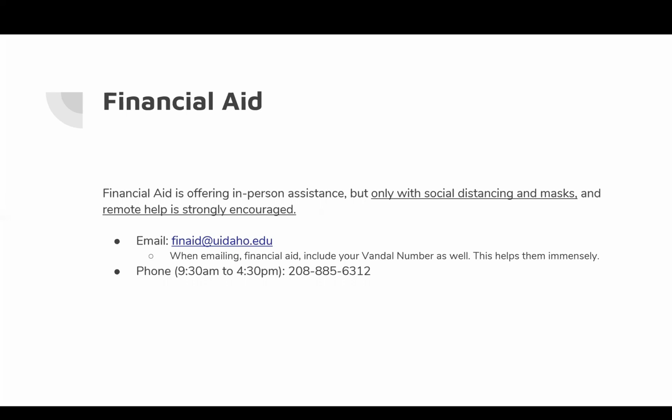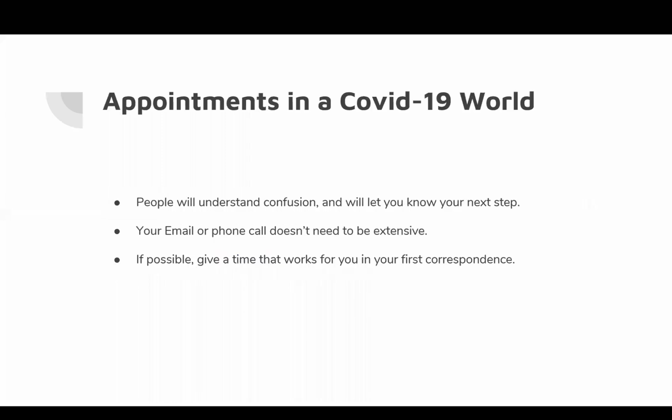Now, when you're emailing, you should be including your Vandal number as well. This just helps them to find out who you are, what kind of aid you're already receiving, and figure out what you likely need. So financial aid specifically is requesting your Vandal number just because that helps them find out A, who you are, and B, what you already would need coming into your appointment.